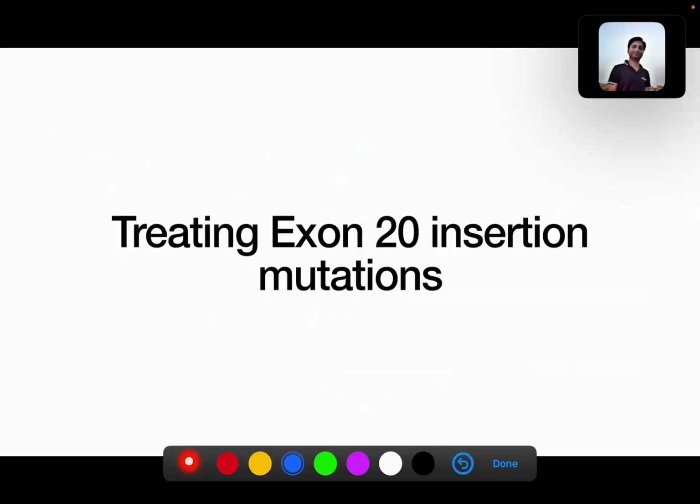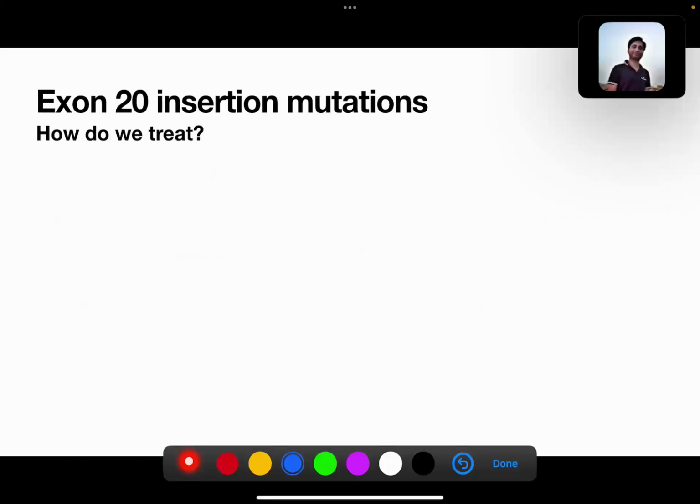Now, treating exon 20 insertion mutations, this is based on the PAPILLON trial.